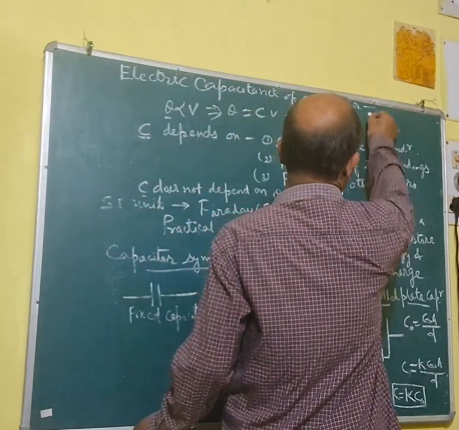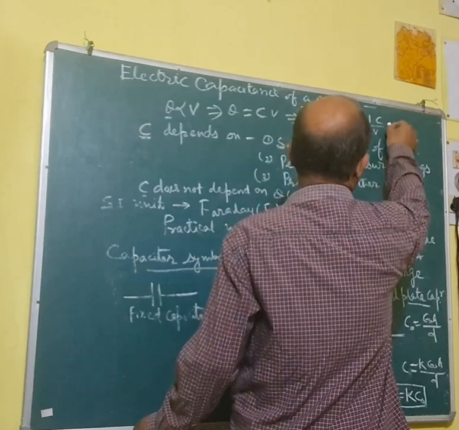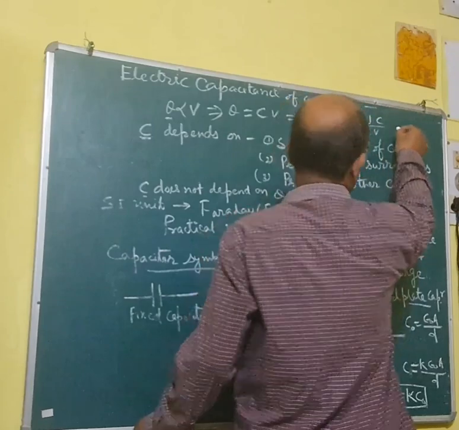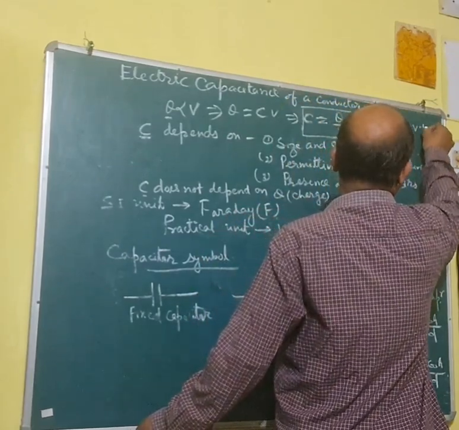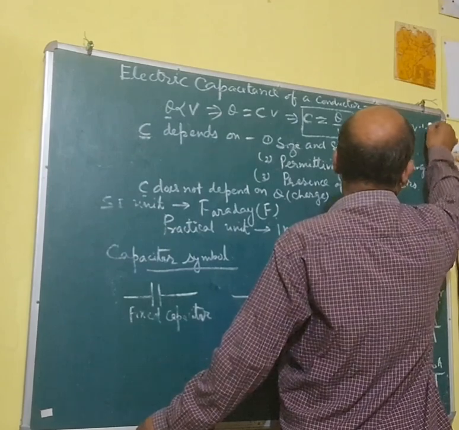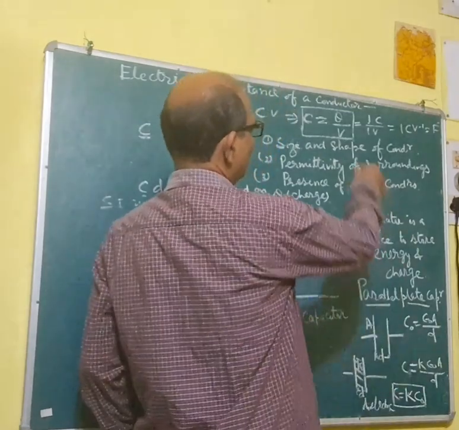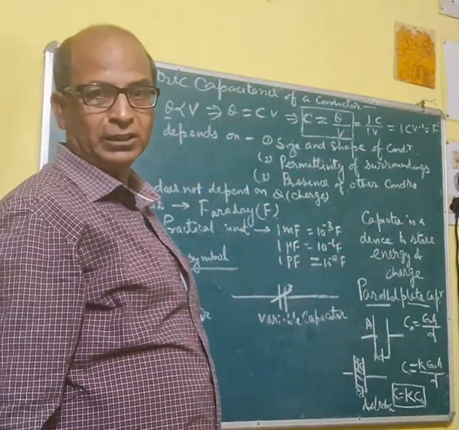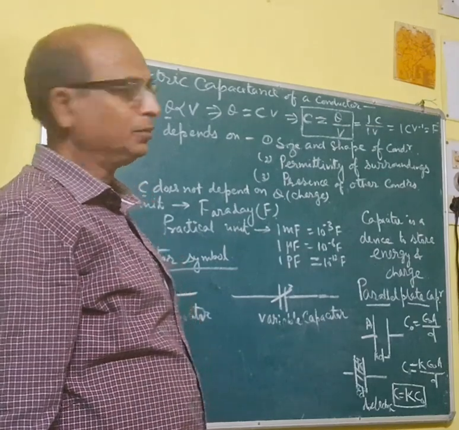Unit of charge is coulomb and potential difference is volt. So the SI unit of capacitance is farad. It is also known as coulomb per volt, that is equal to farad. So if 1 coulomb of charge is stored with a potential difference of 1 volt, then it is known as 1 farad.